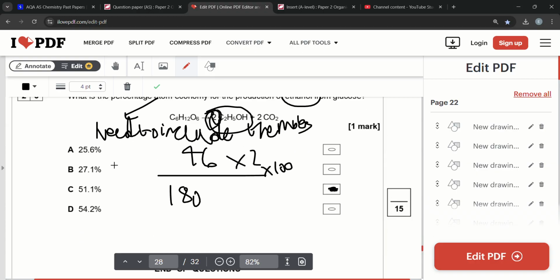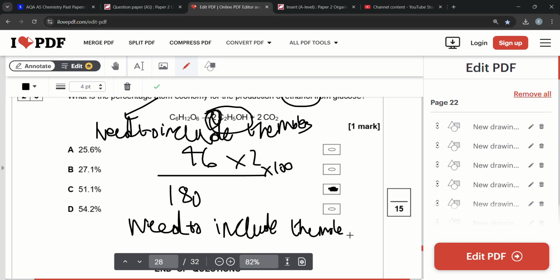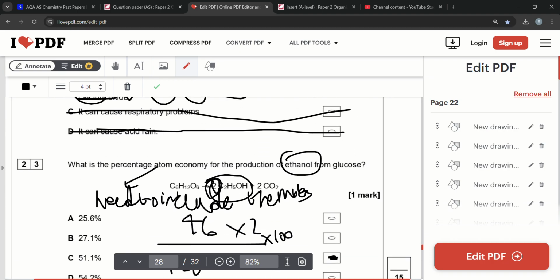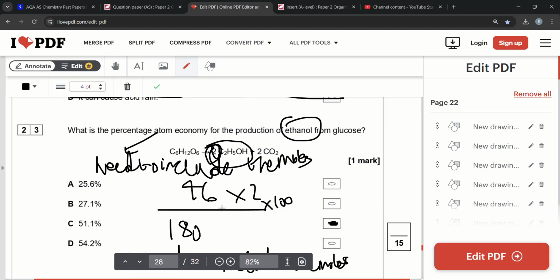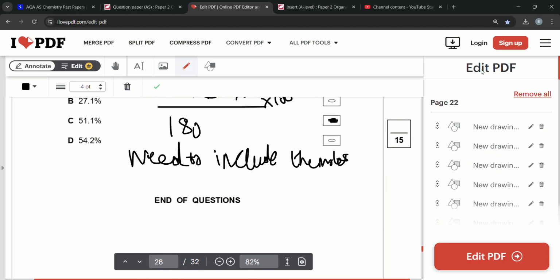Therefore, C is the correct answer. So remember, for percentage atom economy you need to include the moles, and the only way you know that is by reviewing your notes, I guess. And obviously the formula is the Mr of desired products divided by the Mr of all reactants times 100, and that's the end of multiple choice questions.